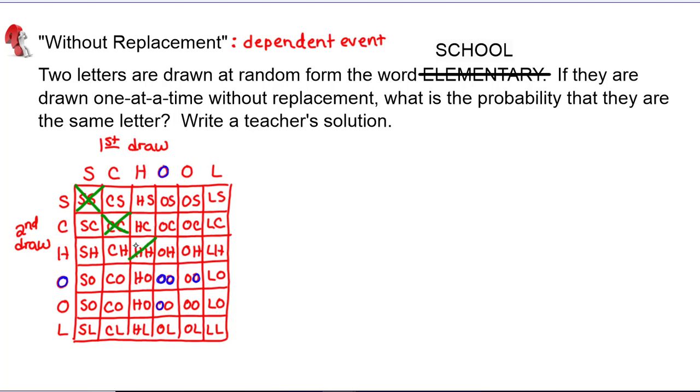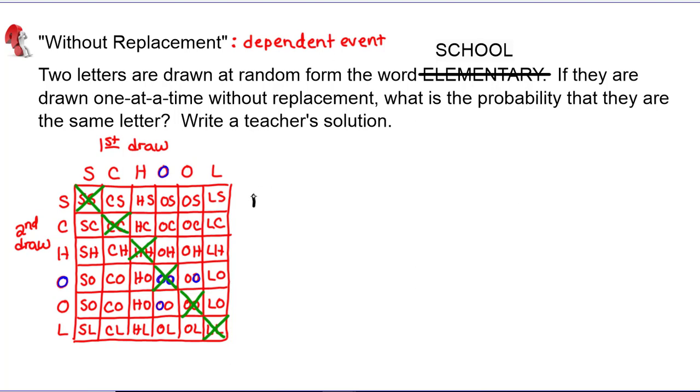Same with the H. Now, if I look at the O's, if I draw out a blue O, I cannot draw a blue O again. It's gone. I can still draw the red O, but not the blue one. Now, if I draw the red O, I can't draw the red O again. I could draw the blue one, but not the red one. And if I draw an L, I can't draw an L. So basically what we're doing is taking out what cannot happen.